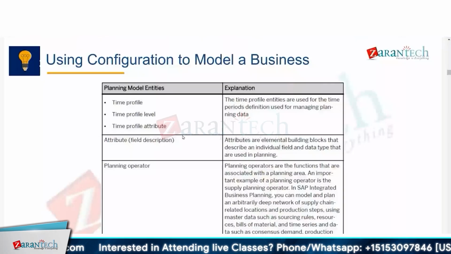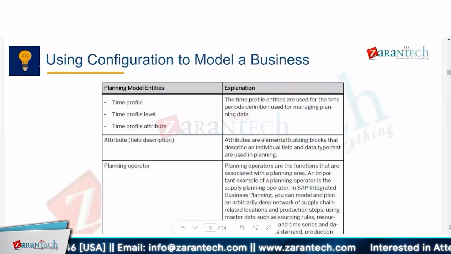An attribute can also be the column header, like product ID can be an attribute, and it can also be a key figure. Key figure means basically the actual data which is used. So just remember one thing: an attribute is nothing but an individual field in SAP. It's basically the name of the column, you can consider.